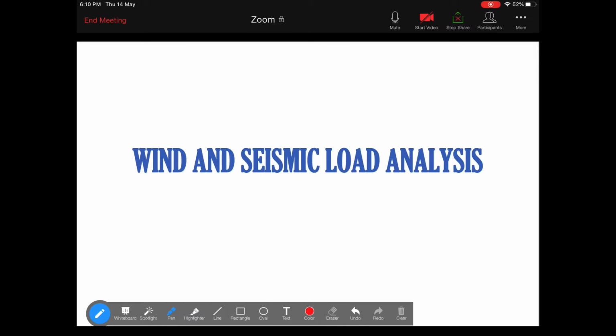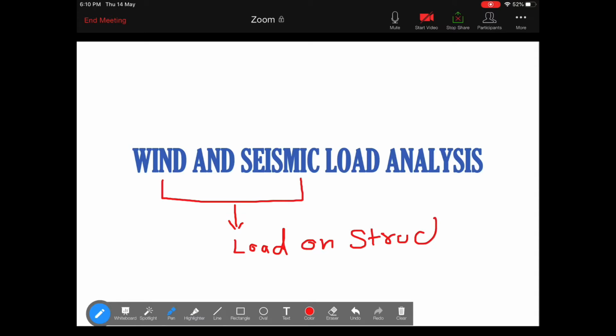Today I will tell you about the wind and seismic analysis subject. Inside this subject we will discuss wind and seismic load and its analysis on the structure. When we design a structure, we only consider one of them, because both do not act on a structure simultaneously.